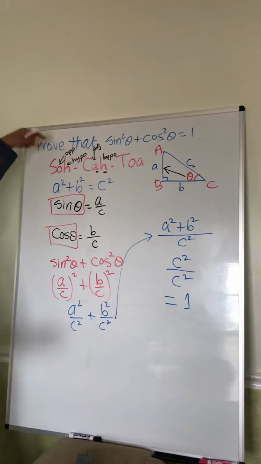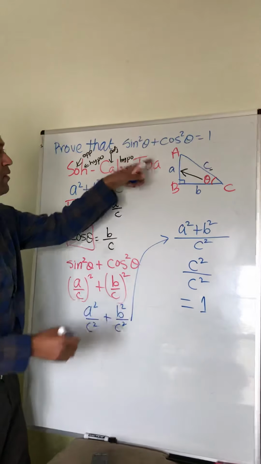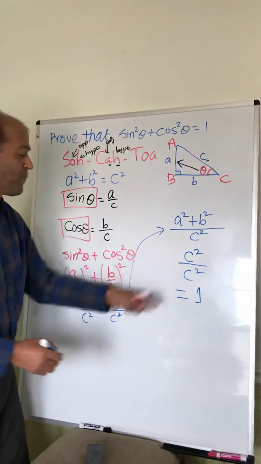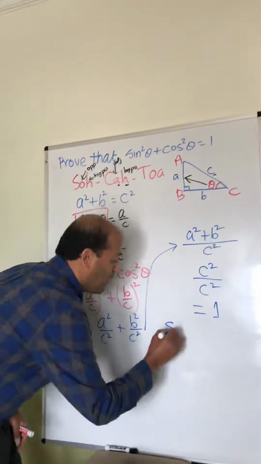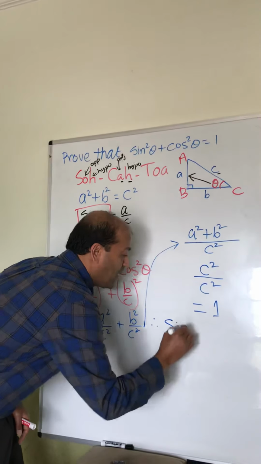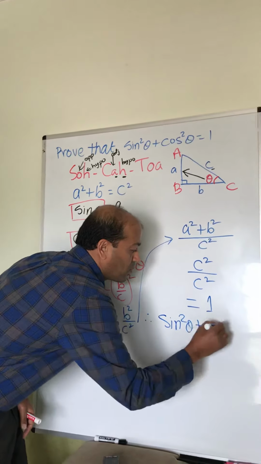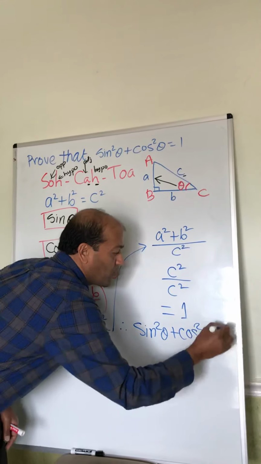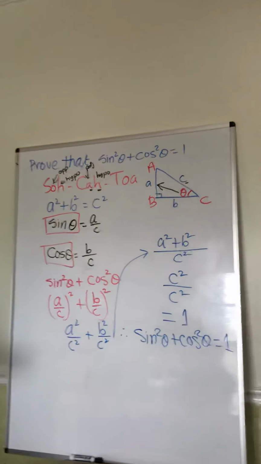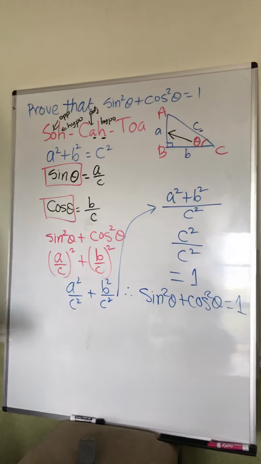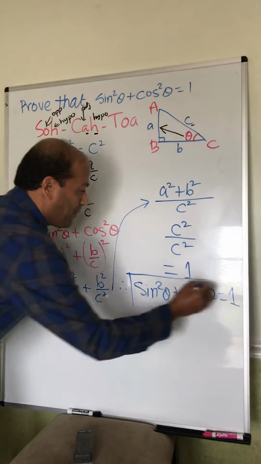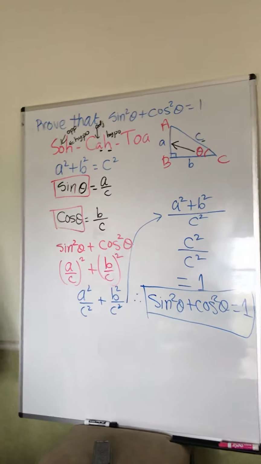That means it's been proved. Sine squared theta plus cosine squared theta, when you simplify it, equals 1. Therefore, sine squared theta plus cosine squared theta equals 1. Now, put a box around it. Sine squared theta plus cosine squared theta equals 1.